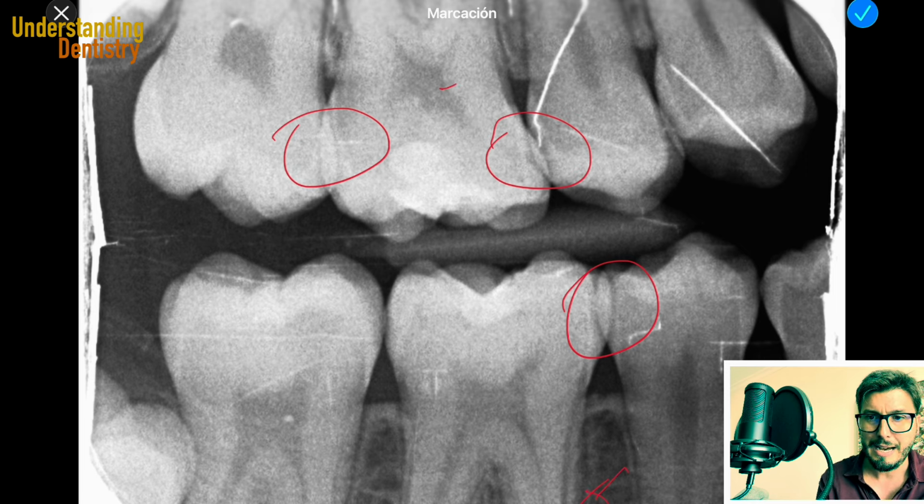Those are signs of damaged film or phosphorus plate, of course. So then we should avoid that in order to diagnose the case properly.